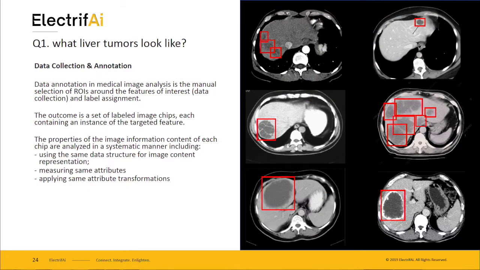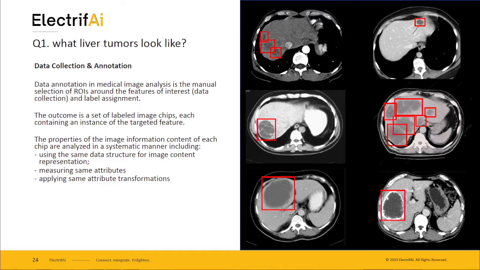So regarding the first question, what do tumors look like? A very easy way of populating some kind of a knowledge base for this process is just going through a couple of examples in the CT scans, whether it's 2D or 3D, and asking the specialist to draw a region of interest around them. So you see a couple of different cases of different types of liver tumors there. This is what we refer to as data annotation.